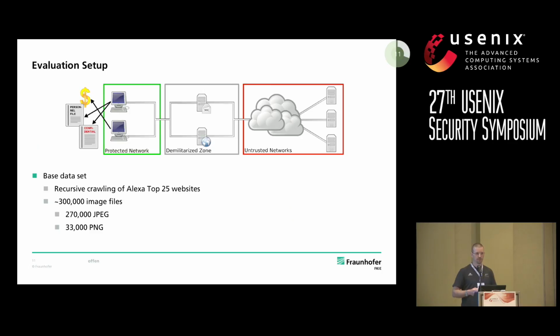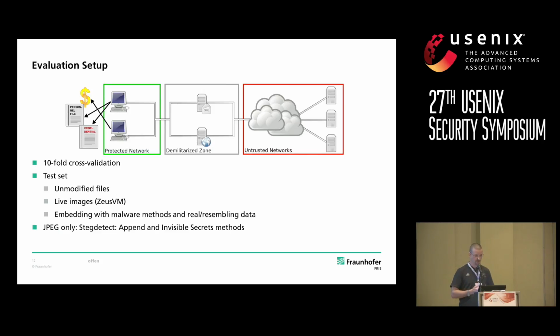Okay, so now obviously we wanted to know whether we've built something that really works. Getting back to the model, we thought, how can we get as close as possible to what, let's say, a web application firewall would see in such a scenario. So what we did is we recursively crawled the Alexa top 25 domains, and we stored all the image files that would be downloaded in the process. We ended up with about 300,000 image files, 270,000 of which are JPEG and 43,000 PNG. We expect this is an indicator of how widely used these formats are, but it was not the intention of our work.